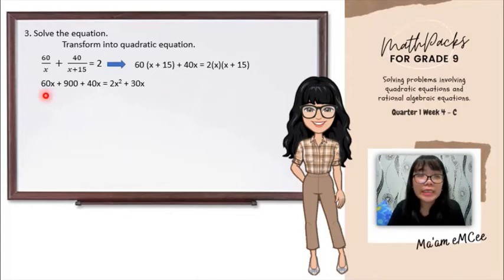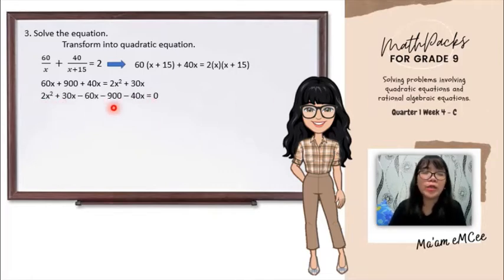So 60x here, since it is positive, will become minus 60x or negative 60x when we move it to the other side. Positive 900 or plus 900 will become minus 900 or negative 900. And then plus 40x or positive 40x will become minus 40x or negative 40x. So we will have 2x squared plus 30x minus 60x minus 900 minus 40x, and that will be equal to 0. So this will be the resulting equation: 2x squared plus 30x minus 60x minus 900 minus 40x is equal to 0.